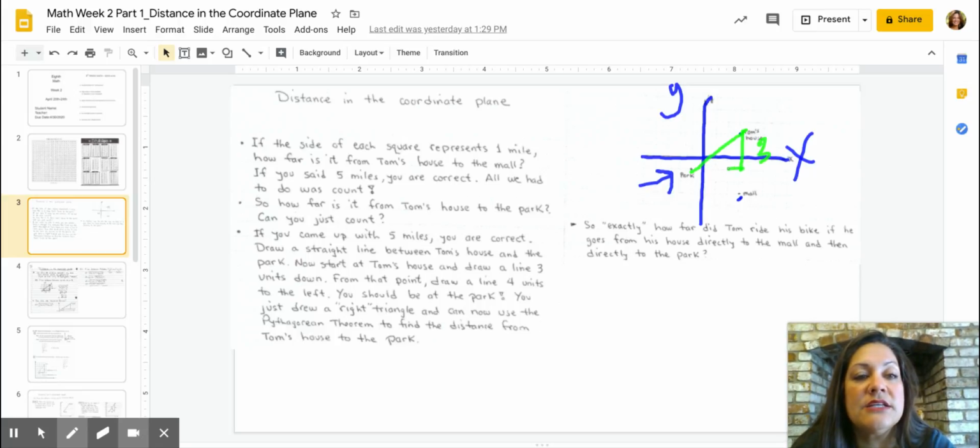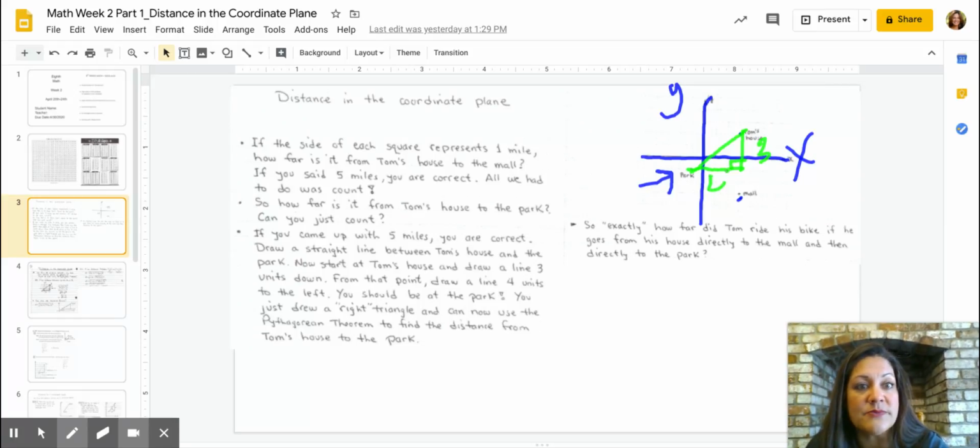And what do you know? We drew a right triangle. So what we have is we have the side that is A. We know B, that is 4 because we drew it. We can count the squares. So we want to know what C is.